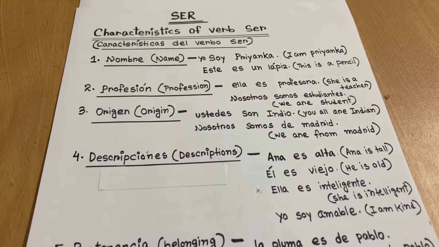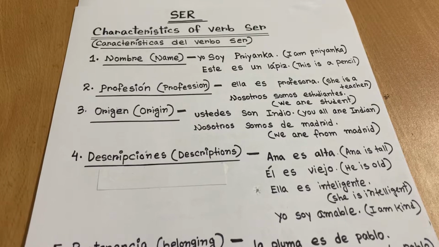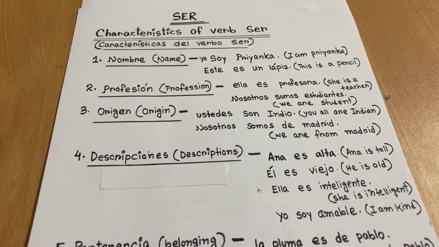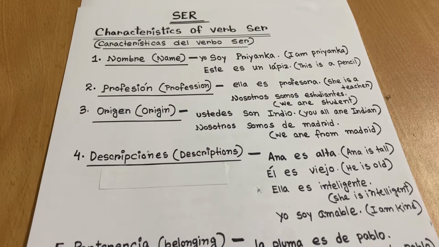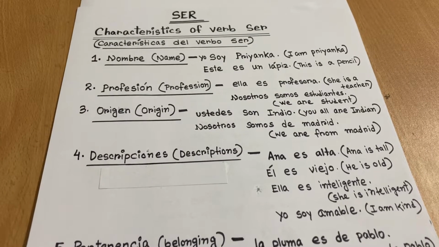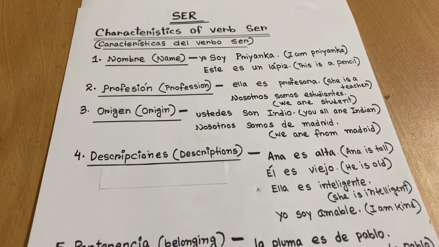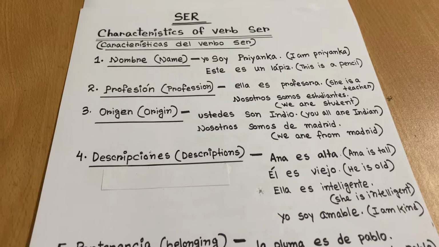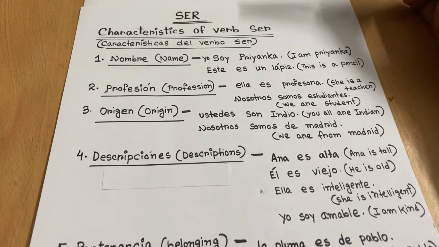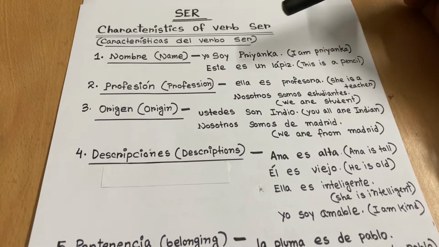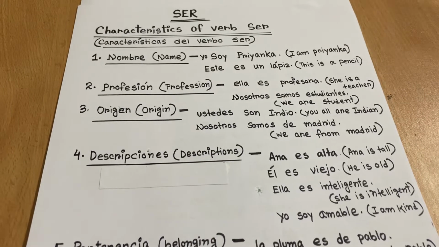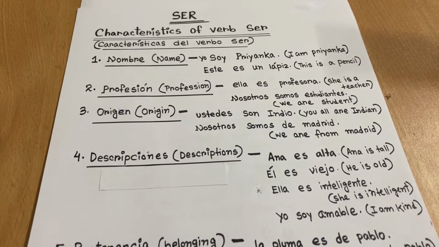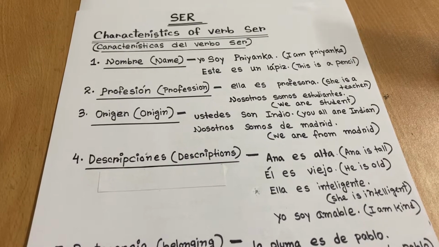Not only when we tell our name, when we are presenting somebody and we want to tell the other person's name, at that time as well we have to use the ser verb. Even for things it is the same. When we want to tell any particular thing's name, then we have to take the ser verb. For example, yo soy Priyanka. Este es un lápiz.